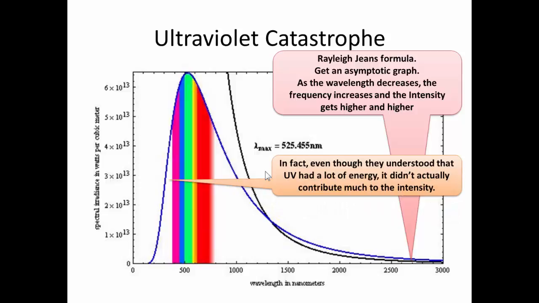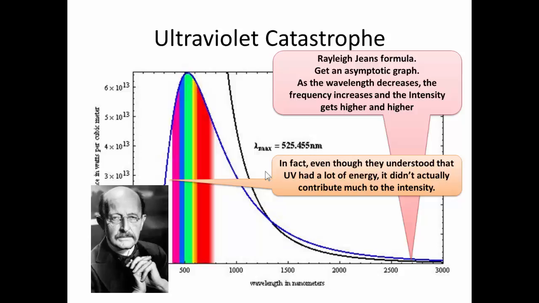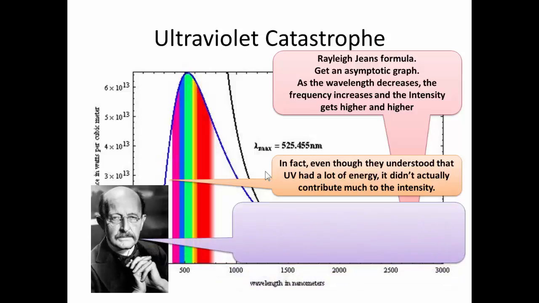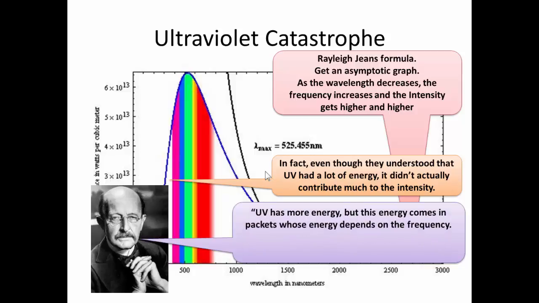So, even though they understood that ultraviolet had a lot of energy, it didn't actually contribute much to the intensity. And they didn't understand why. Until this guy came along, Planck, and he explained why ultraviolet light, in fact all light, behaved in this strange way. He said that the ultraviolet does have more energy, but this energy comes in packets, and the energy of the packet depends on the frequency.